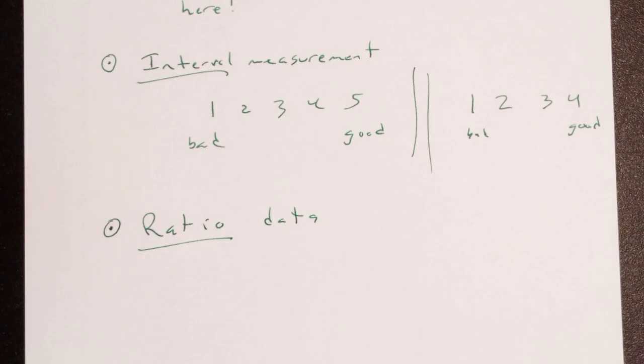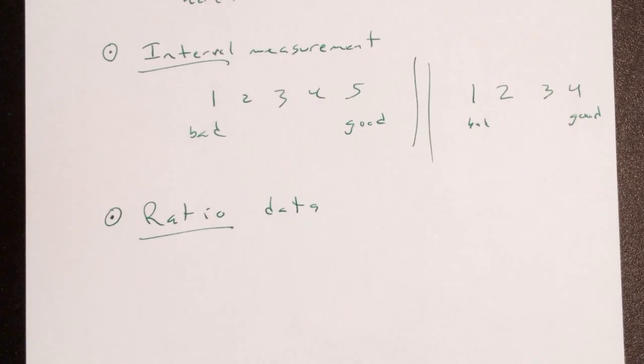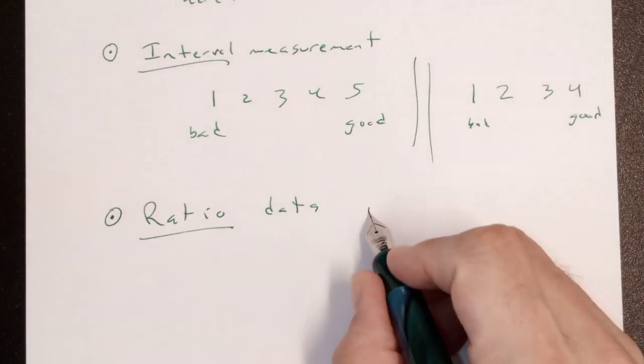What I change here when I go from interval to ratio is I have numbers that have a clear, distinct, meaningful difference between them, and I have a zero that means something.